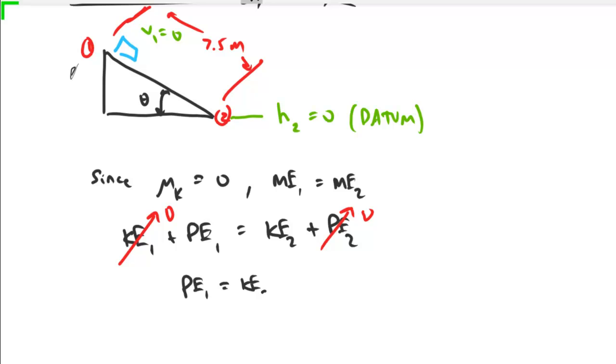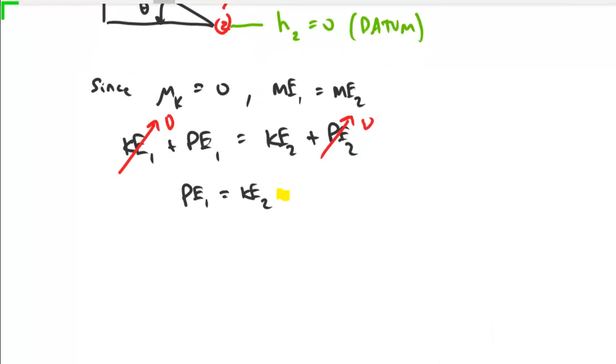Then what we're left with is just the potential energy at 1 is equal to the kinetic energy at 2, which is just saying that all the potential energy at the top of that ramp is converted to kinetic energy at the bottom. This is essentially what this says here. And so mgh1 is equal to 1/2 mv2 squared, and the mass cancels out. They gave us the mass, but we didn't end up needing it anyway.